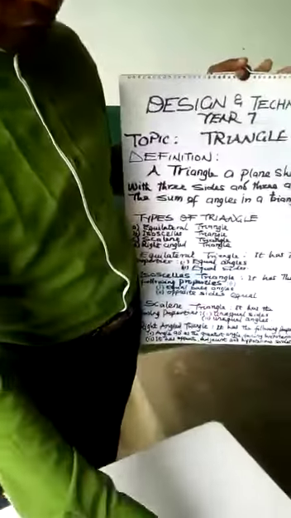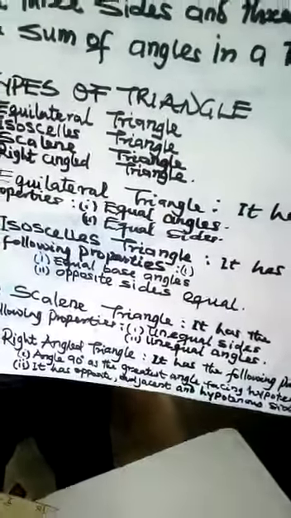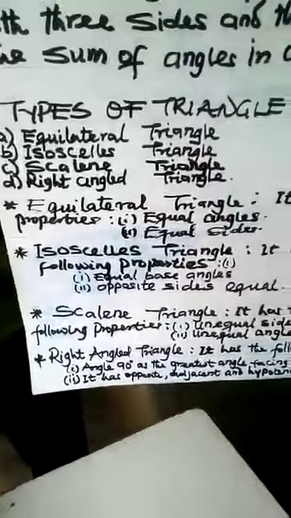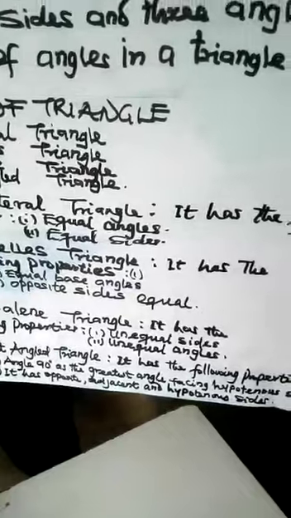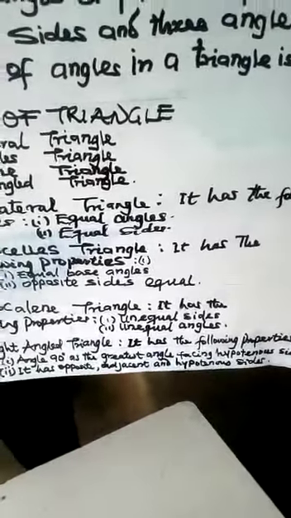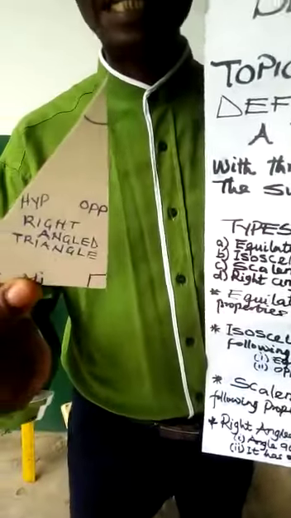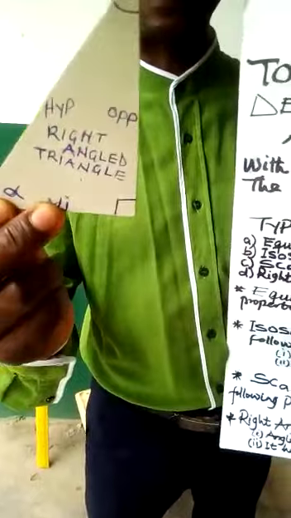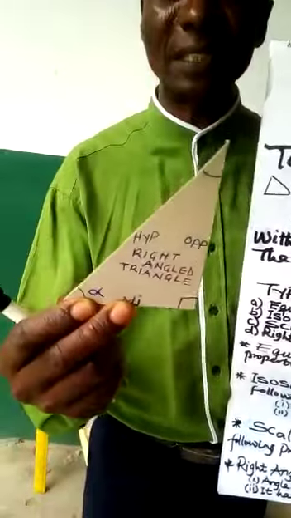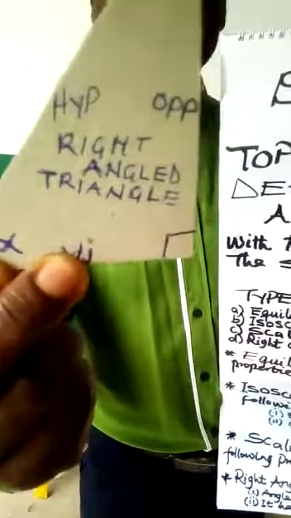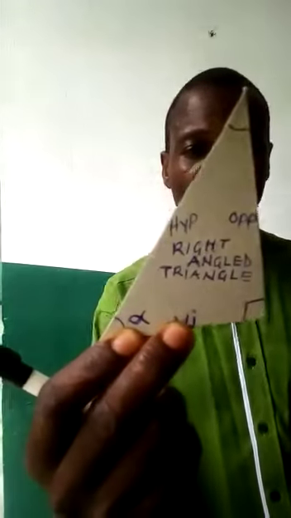Now let's go to the last but not the least, the last type of triangle. That is the right-angled triangle, just as the name implies. In a right-angled triangle, we have a right angle as the highest angle. Right angle, that is angle 90, is the highest angle there. And the highest angle is also facing the longest side of the right-angled triangle. That longest side is called the hypotenuse.